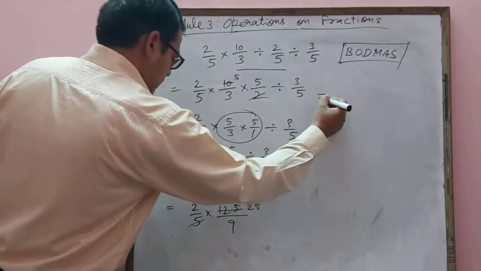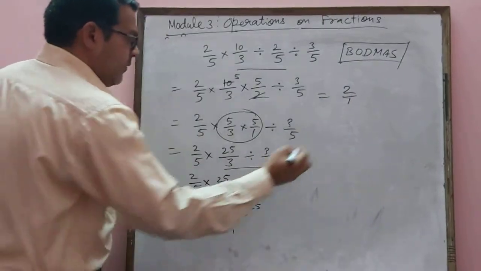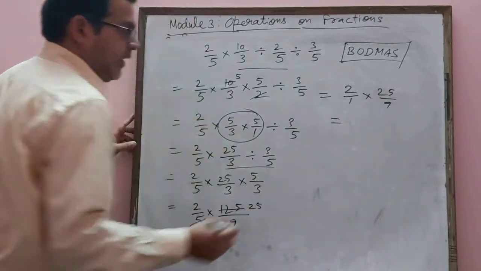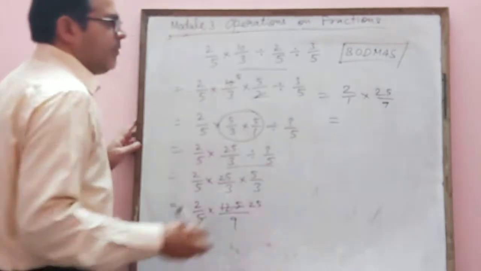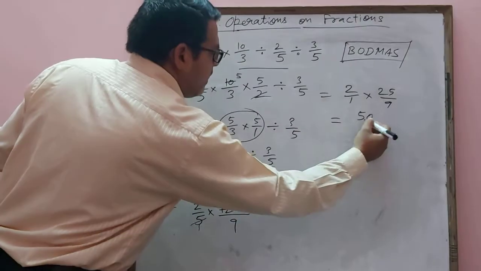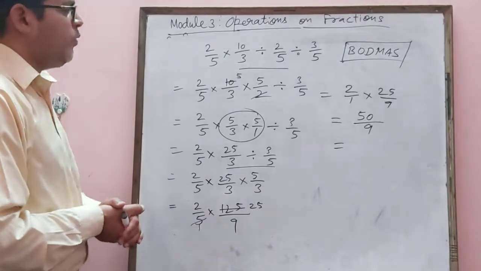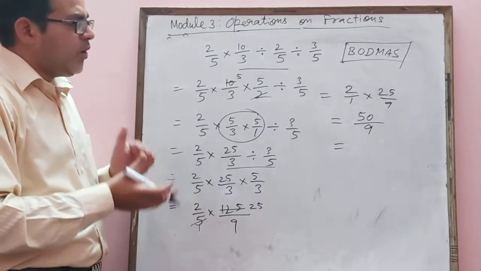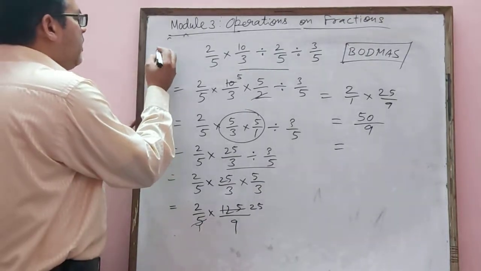Now 2 upon 1 is there, into 25 by 9 is there. Nothing else. Now what to do? Multiply this 2 with 25. 25 2s are 50 and 9 1s are 9. So 50 by 9 we have here. Again, this is improper fraction. So we need to convert into mixed fraction.